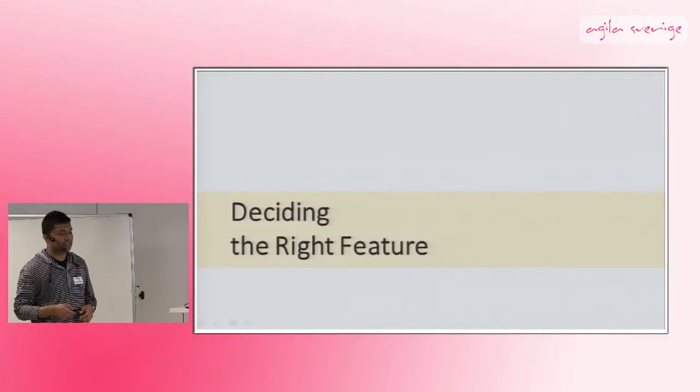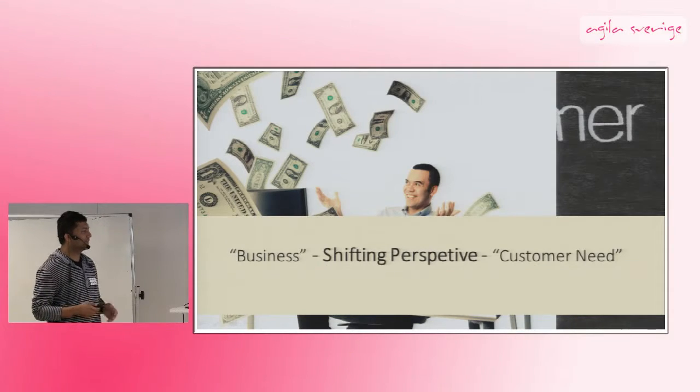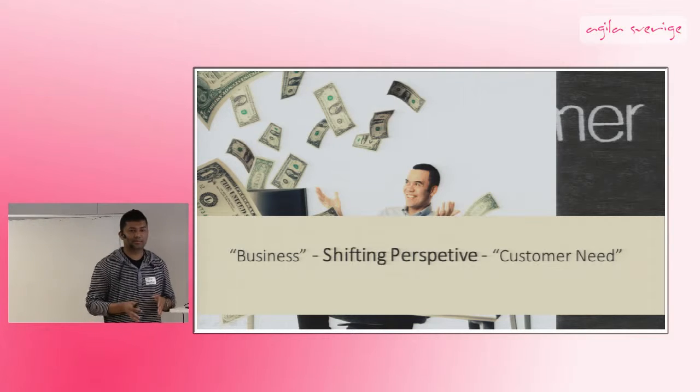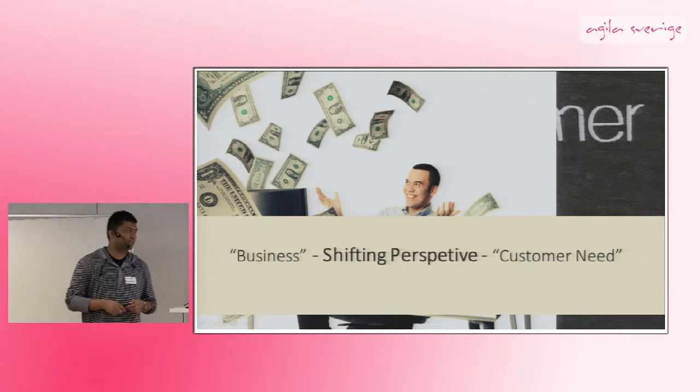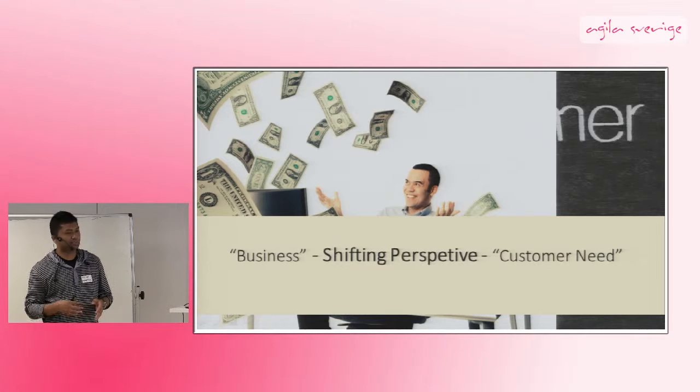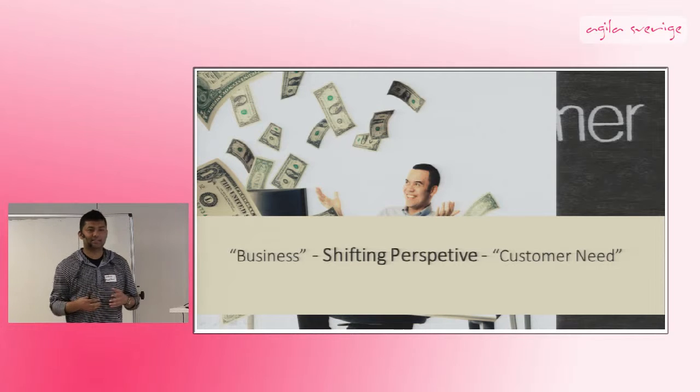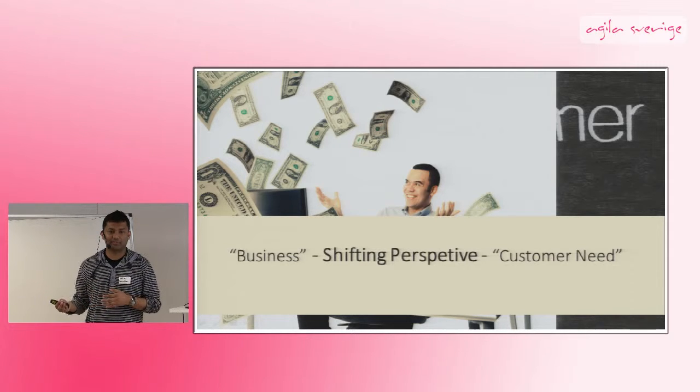So we'll see some of the approaches we follow to decide the right feature. One of them is shifting perspective from the beginning, from the business perspective to the customer need. It's very common, when you get an idea, to start thinking, yes, we think our customer needs it. And then you already start selling in your mind how this feature can bring money for us.